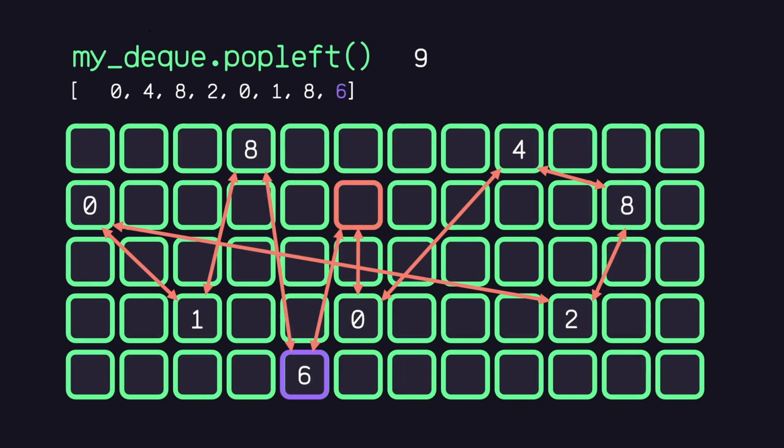Now remember, at this point, a list object would have to shift every element after the 9 to fill its place. All deques have to do is just adjust their pointers. So this makes popping elements from a deque a big O of 1 operation, which is much more efficient.